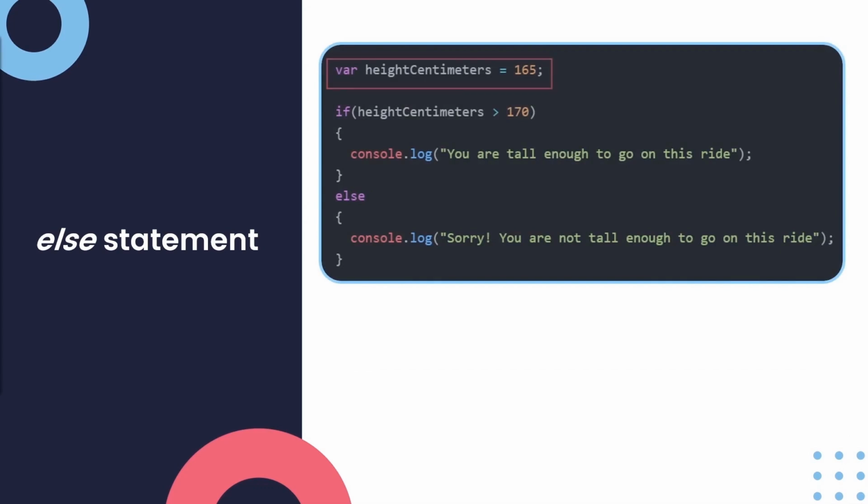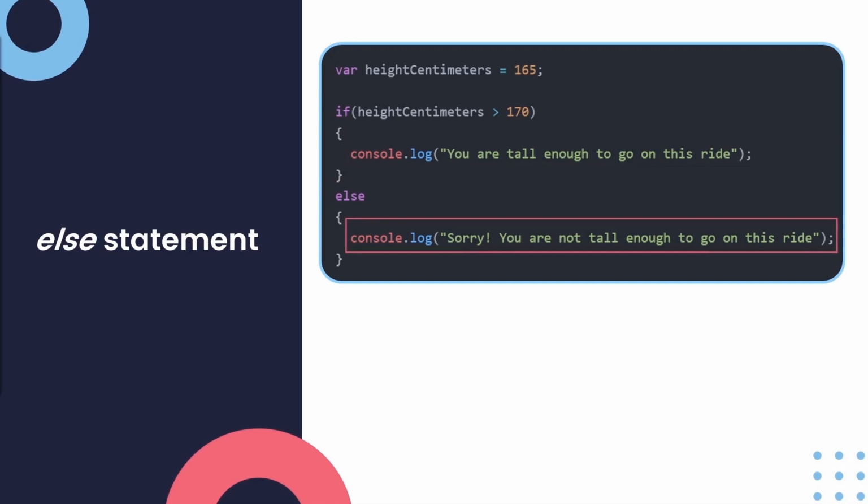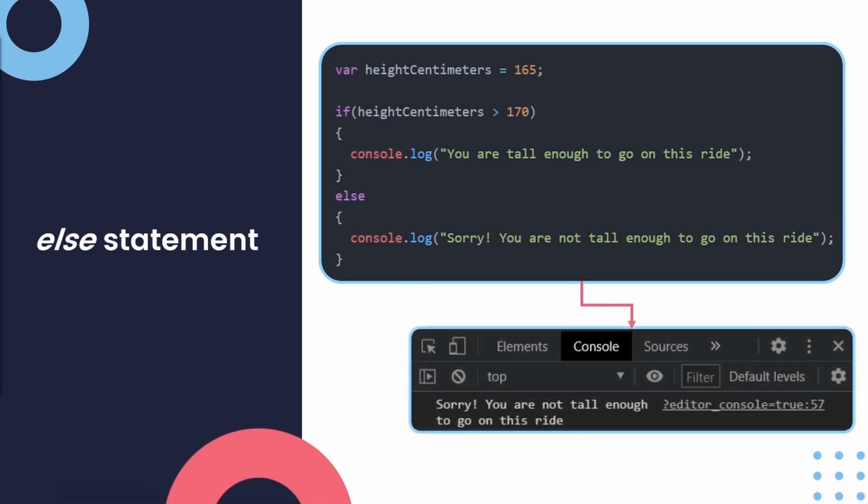Now I've maintained the same variable on top where my height in centimeters is 165. The scenario remains the same. However, my first if condition changes. So I've changed it from 160 to 170. So if height in centimeters is greater than 170, then yes, I'm allowed to go on this ride. Else, if it's less than 170, then sorry, you are not tall enough to go on this ride. And this is what the output looks like for that.